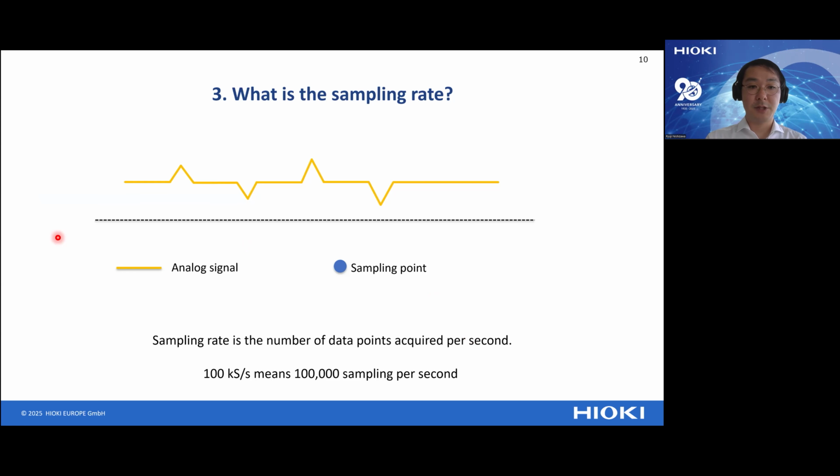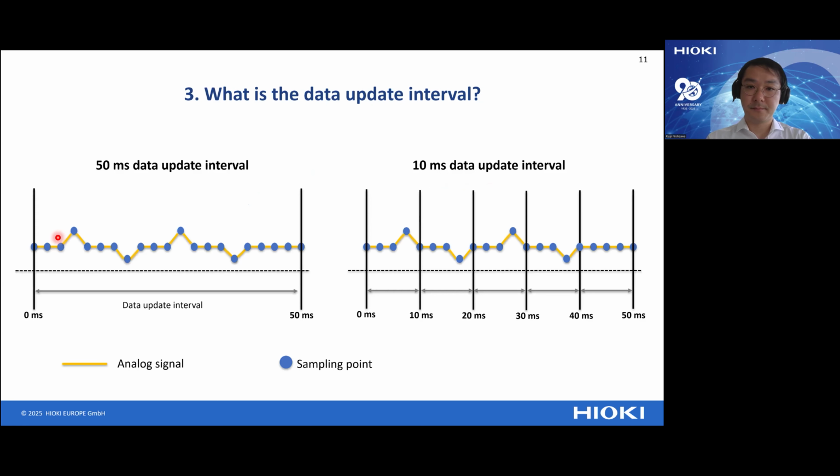Look at the diagram here. The yellow line is the original analog signal, and the blue dots show where the device takes sample points. The sampling rate means how many of those sampling points are captured per second. For example, a rate of 100 kilosamples per second means the device samples 100,000 points every second.